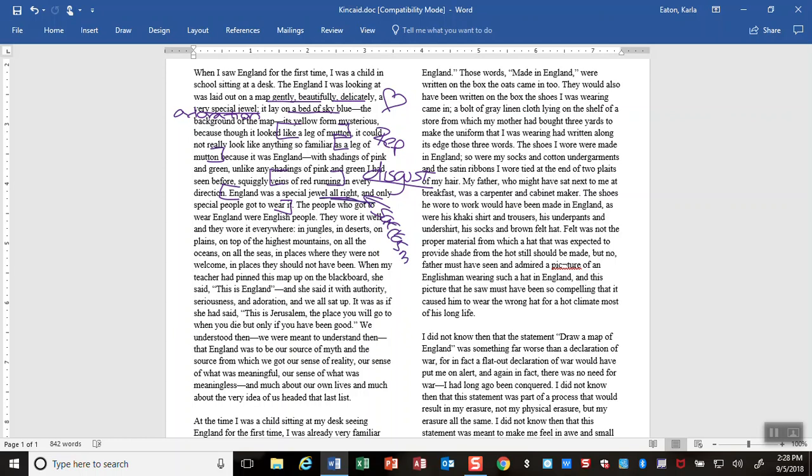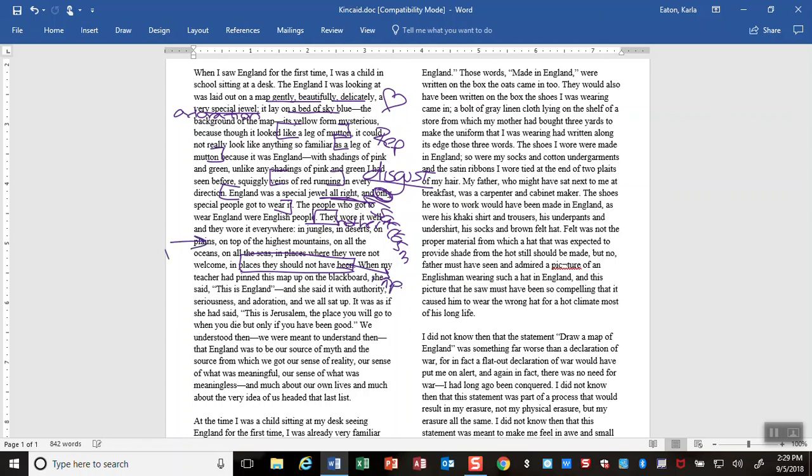England was a special jewel, all right, and only, again, that idea of imperialism, special people got to wear it. The people who got to wear England were English people. They, notice that she is using the pronoun they, not her, even though she lived in an English colony. She isn't English. It wore it well, and they wore it everywhere, in jungles, in deserts, on plains, on top of high mountains, on all the oceans, on all the seas, in all places where they were not welcome, in places they should not have been. This is imperialism, right?